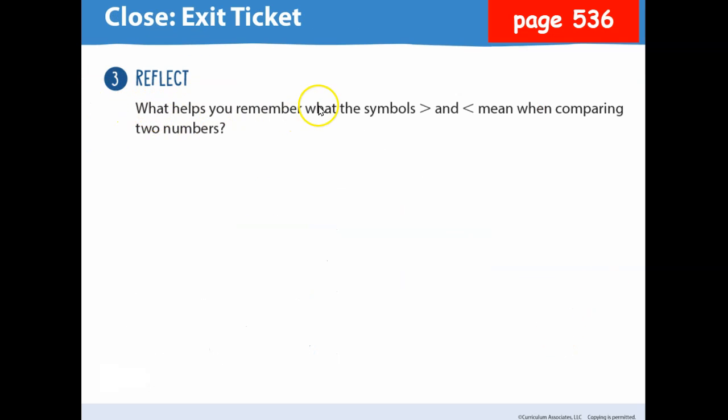Okay, what helps you remember what the symbols greater than and less than mean when comparing 2 numbers? What helps you remember that?